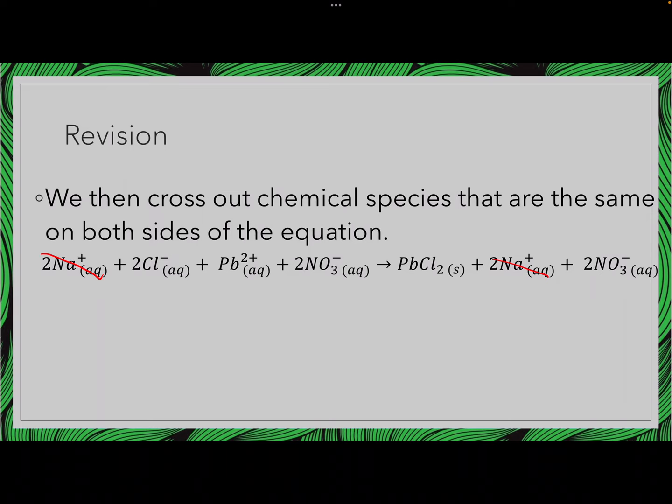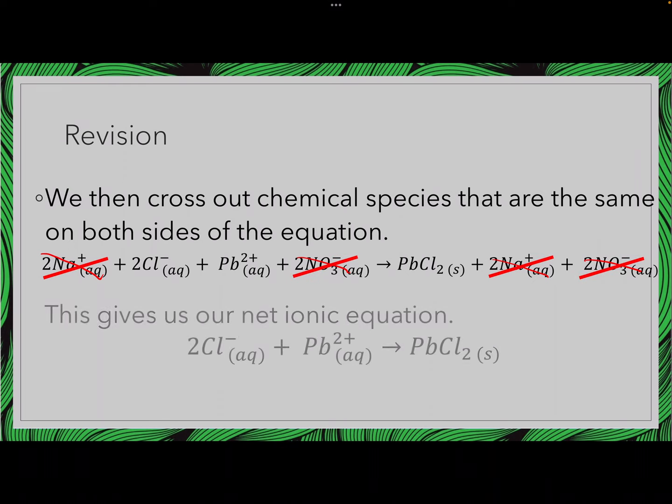The 2 nitrates, they're the same on both sides, so we cross those out as well. Okay, so we're just left with 2Cl- plus lead 2+, gives us lead chloride. Okay, and so that is our overall, so that is our net ionic equation.